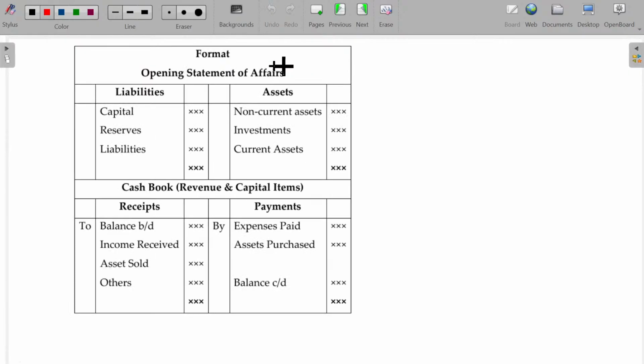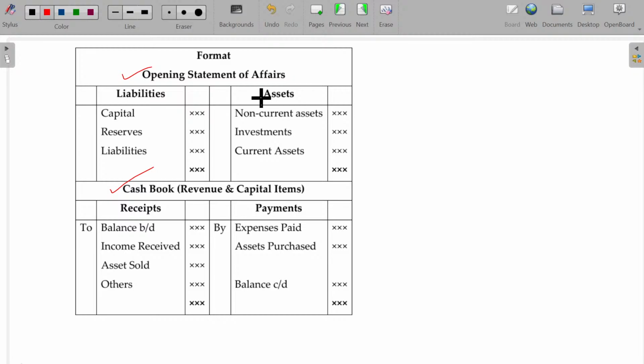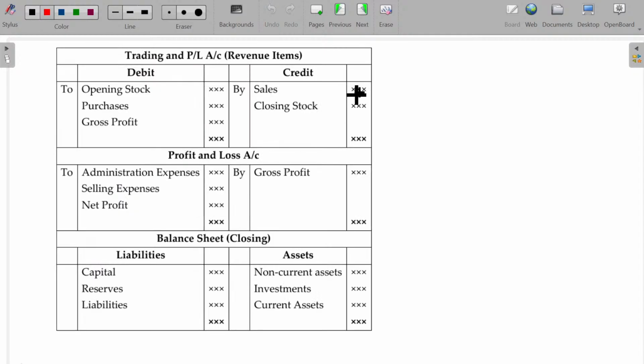Okay. So usually you have to prepare opening statement of affairs, cash book, trading and P&L report and balance sheet. You study this chapter, single entry, immediately after NPO. So they both will be having a complementary learning effect. Okay. So there we learned opening statement of affairs, receipts and payment, income and expenditure and balance sheet.